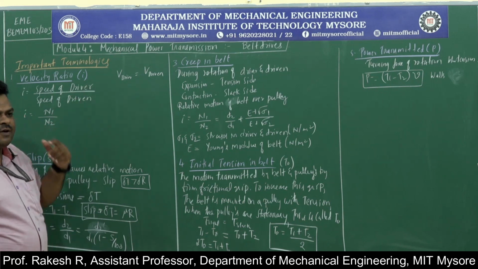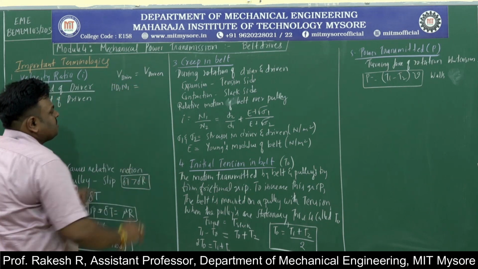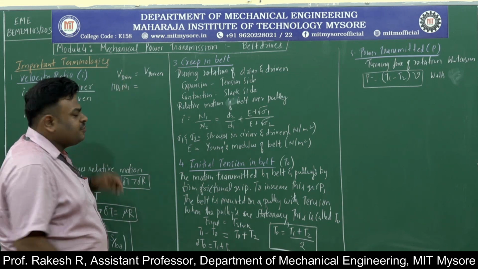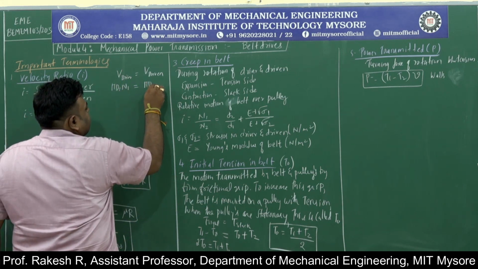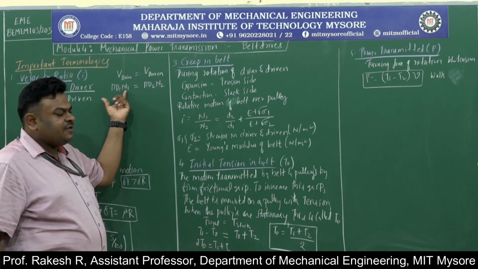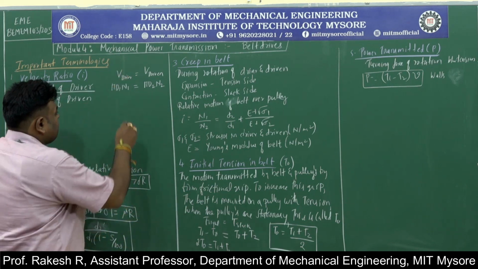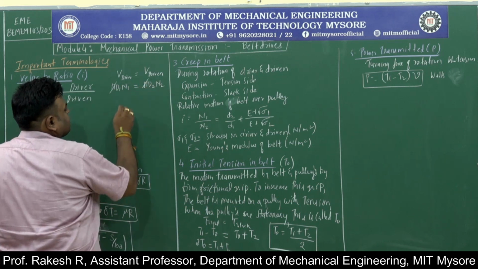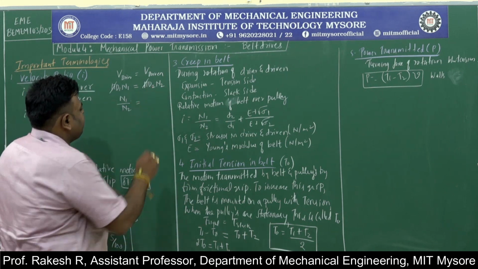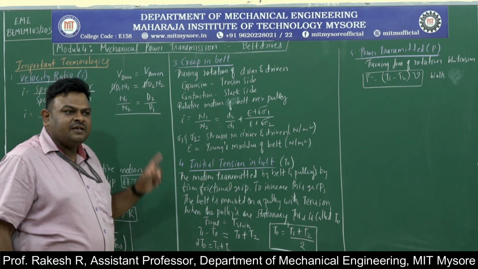The notation for driver is 1, notation for driven is 2. So whenever we take velocity, it is pi d1 n1 with respect to driver. For driven, it is pi into d2 into n2. Velocity is nothing but pi into d into n. Got it? Usually velocity will be in meter per second. So let us equate these two. Pi will cancel. So n1 by n2 will be equal to d2 by d1. So they are inversely proportional to each other. So this is the velocity ratio.